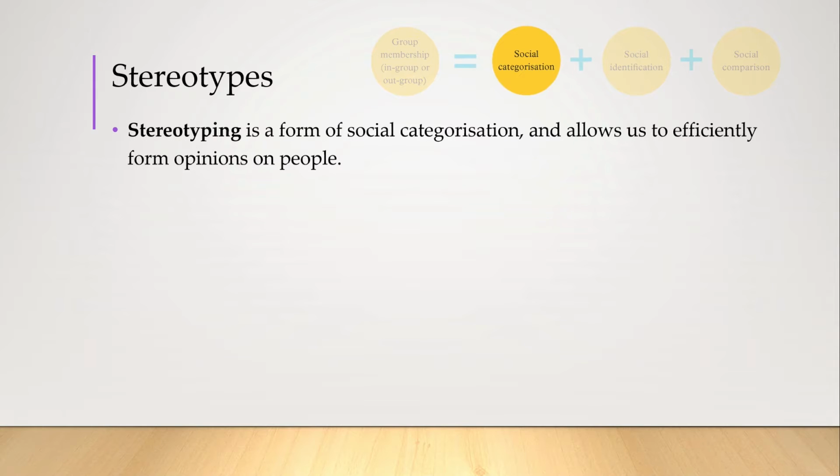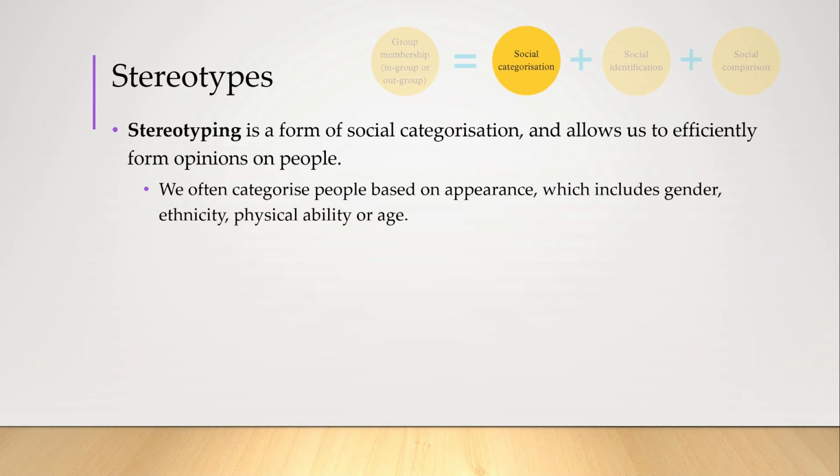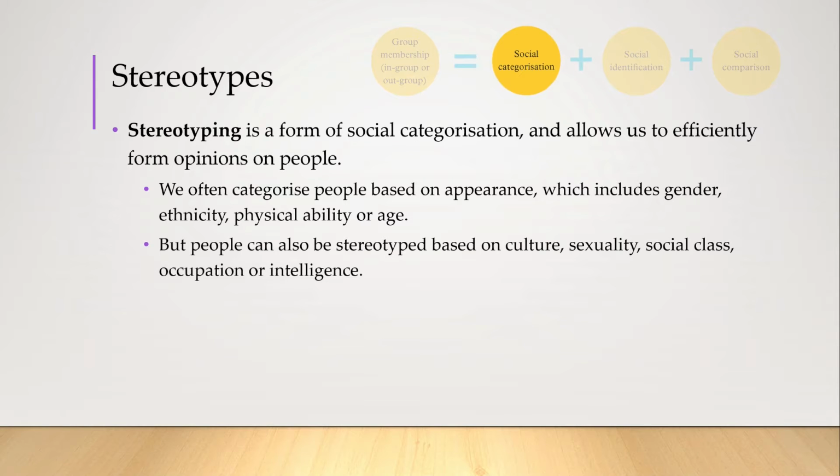Grouping and labeling people, or forming stereotypes, is second nature to us, and it stems from our tendency to socially categorize, as mentioned in a previous lesson. Remember that this is our brain's efficient way of forming an opinion on someone and simplifying our social world. People are often categorized into groups based on physical appearance, such as gender, race, disabilities, or age, but it can also involve unseen things, such as culture, sexuality, or intelligence.